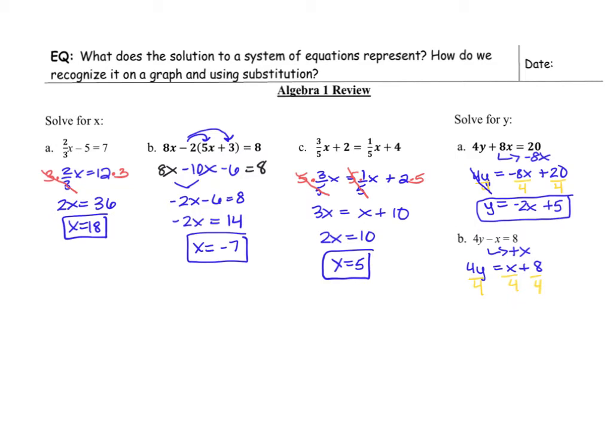The 4 over 4 will divide out to a 1, leaving you with just y. Anytime you have x over a number, that number is being divided by the denominator. So I can rewrite this x over 4 as multiplication by 1/4. So that's going to turn into 1/4 x, and then 8 divided by 4 is 2. So your final answer would be y is equal to 1/4 x plus 2.